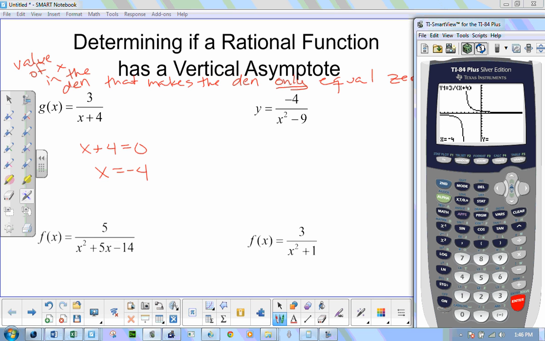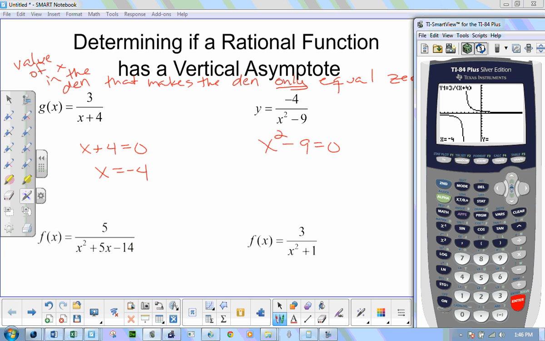Okay, so we'll take a look at the second example where it says y equals negative 4 over x squared minus 9. And again, putting some application to this idea of looking for a value of x that makes the denominator equal to 0, I will take the denominator and set it equal to 0, and I will solve for x. Now, I could add 9 to both sides and then square root, but I want to review factoring here a little bit.